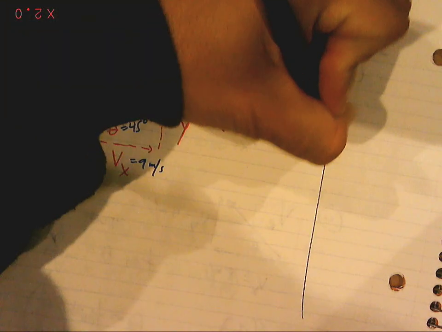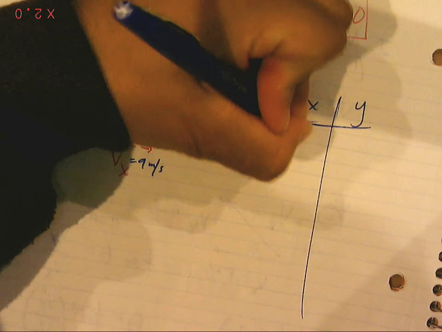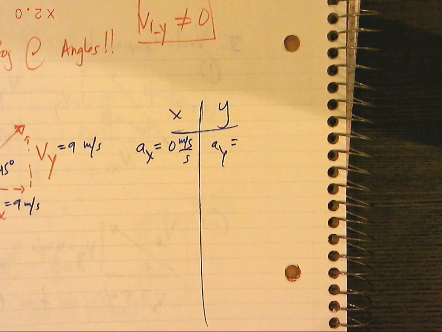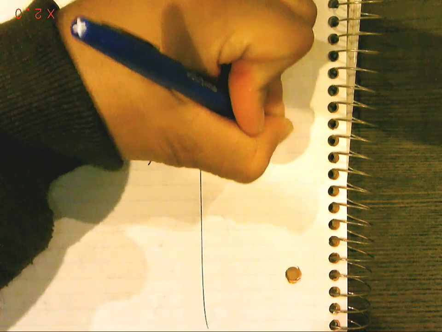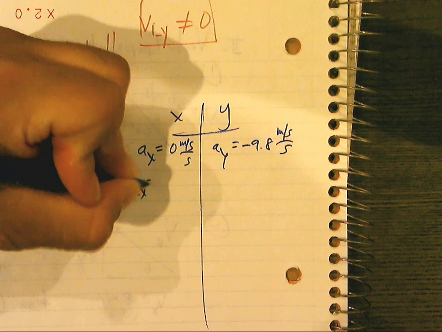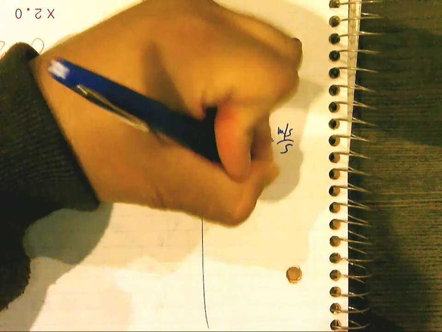So I have x and y components. Ax equals 0 meters per second squared. Ay is still going to equal negative 9.8 meters per second squared. But now I have a V initial in the x, which equals 9 meters per second. I have a V initial in the y, which is going to equal 9 meters per second.